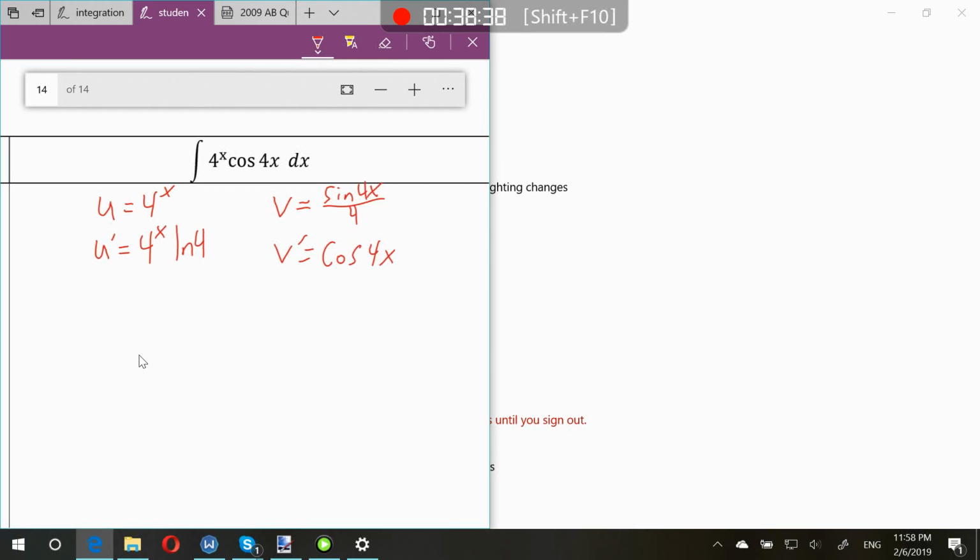Okay. So let's write our problem out. This is the integral of 4 to the x cosine 4x is equal to uv. So that's, I'll write 1/4 times 4 to the x sine 4x minus the integral of u prime v. So that's minus the integral of 1/4 sine 4x times 4 to the x ln 4.